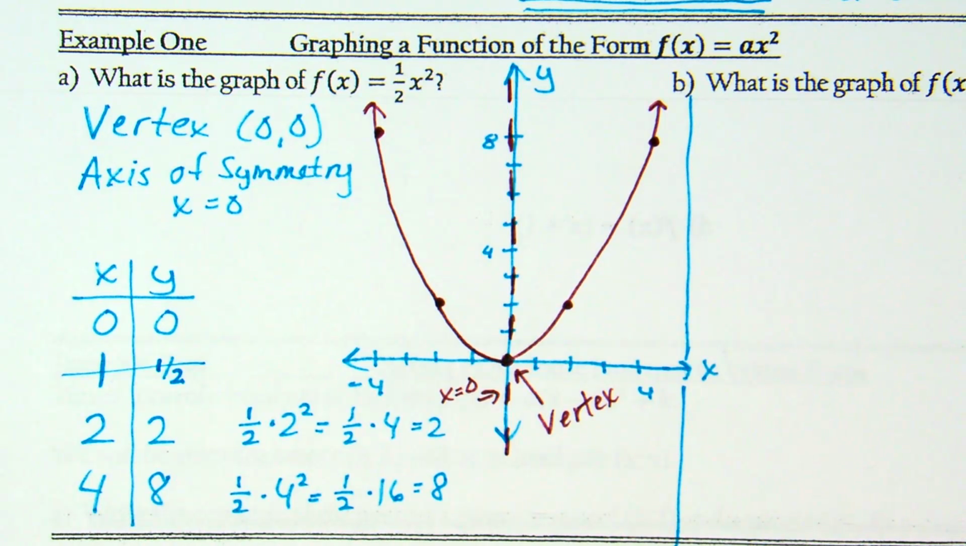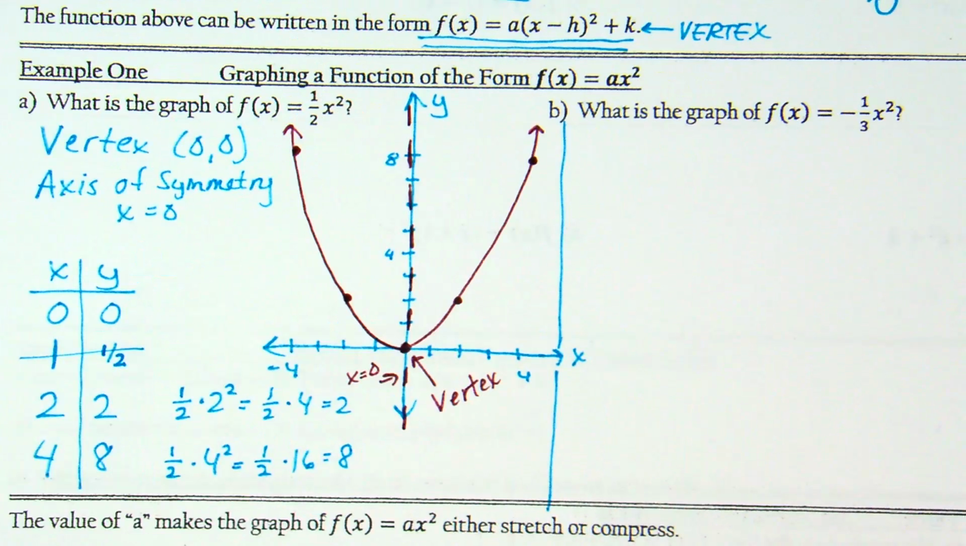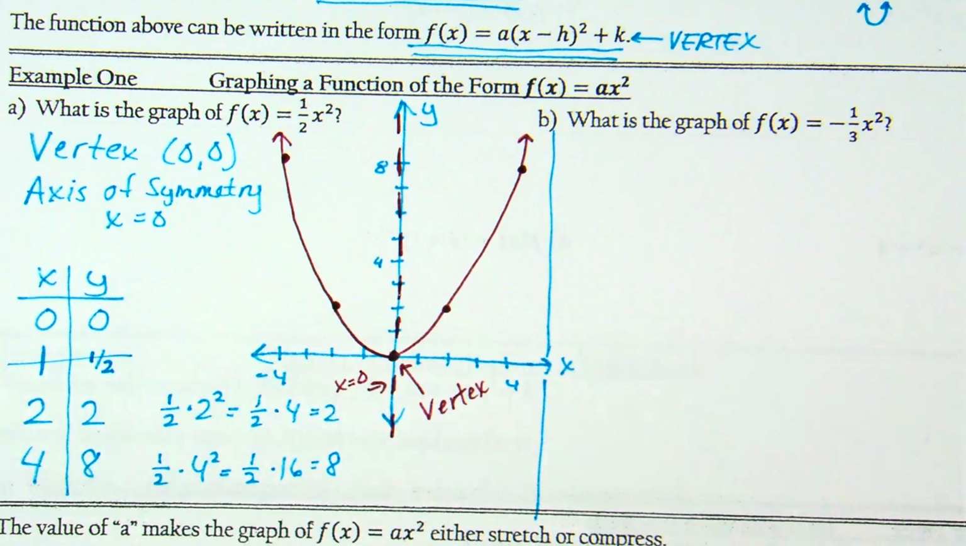Okay, let's try B. Practice what we just did. This time, what is the graph of f of x equals -1/3 x squared? Could you tell me the vertex? 0, 0, because it's an x squared term only, no plus or minus terms.